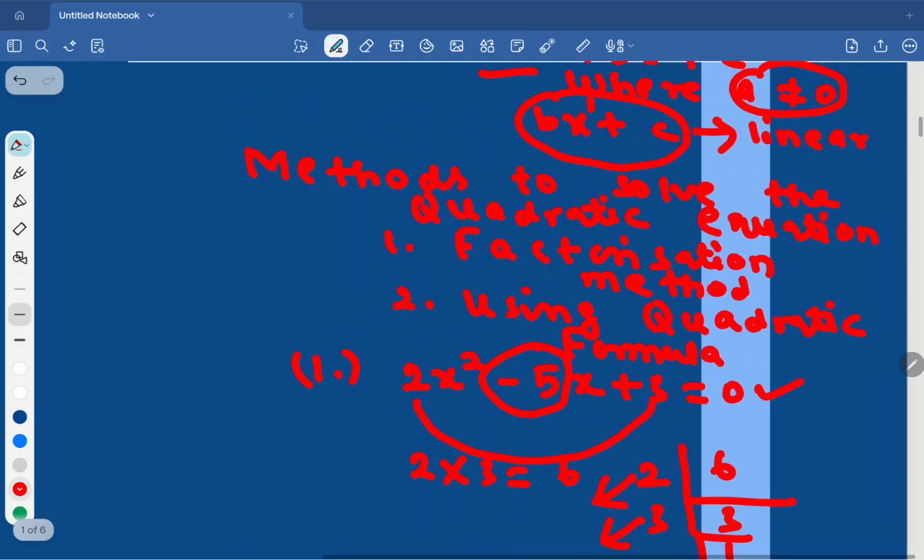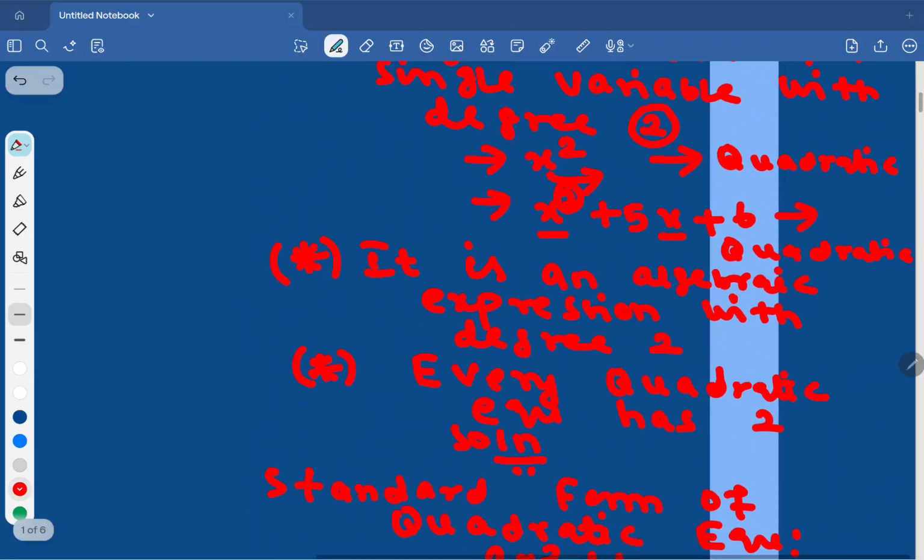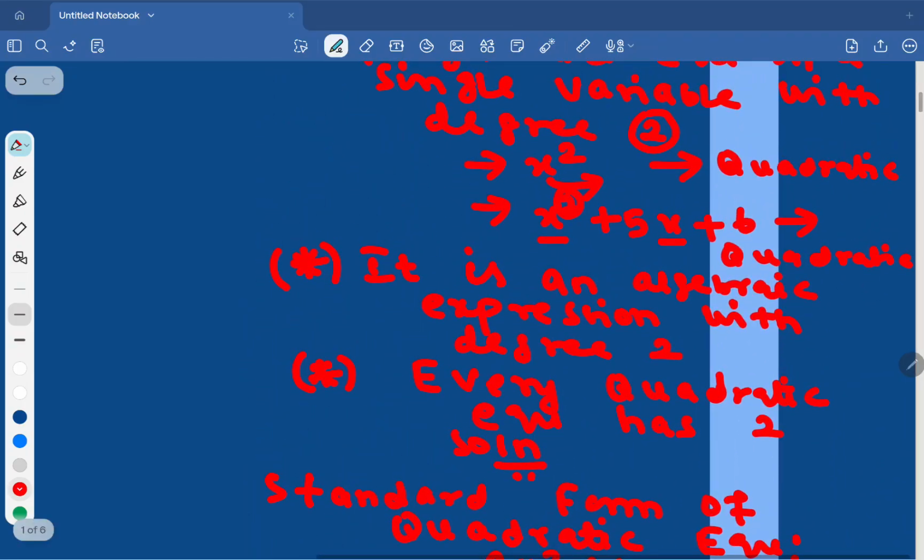Also in this video I have discussed the standard form of quadratic equation, that is ax square plus bx plus c. If a equal to 0, it becomes linear, therefore a should not be equal to 0. And also the definition of quadratic equation. Quadratic equation is a polynomial with a single variable of degree 2. This is an example for quadratic equation. Another example for quadratic equation. I have discussed the introduction part for chapter 4 quadratic equation in this video.